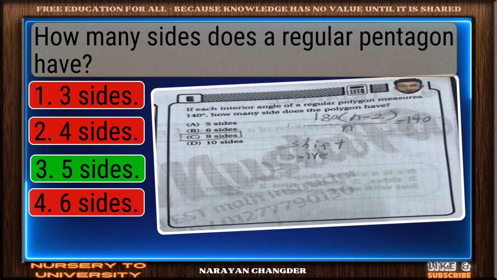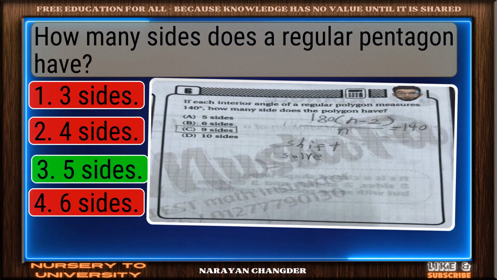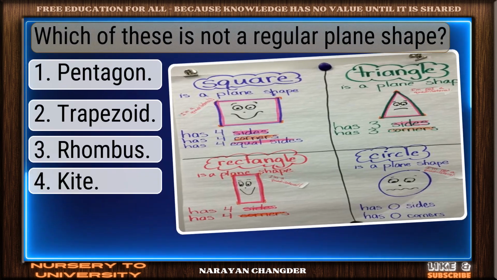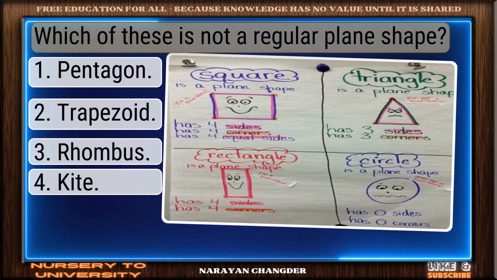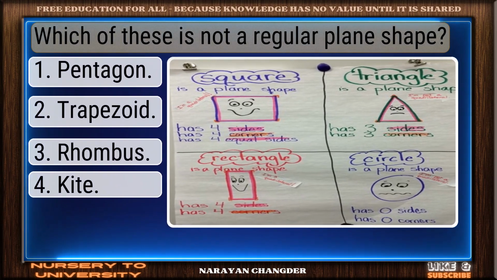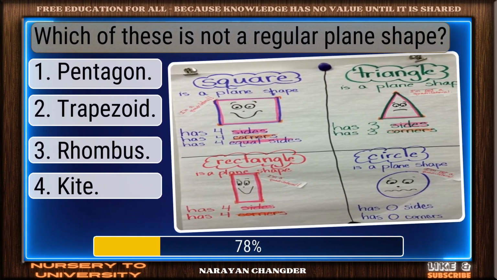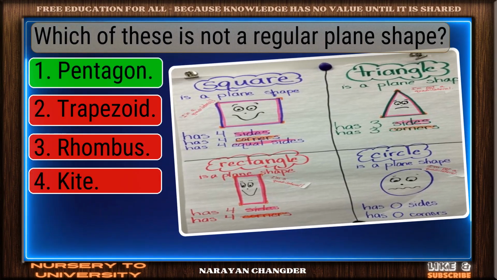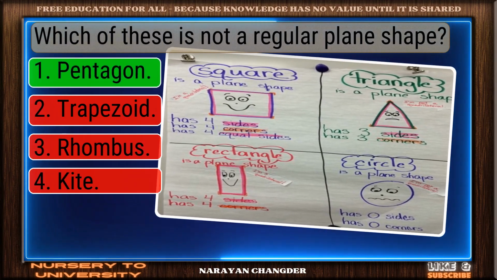Great thinking. 5 sides is the right choice. Question number 173. Which of these is not a regular plane shape? Exactly. Pentagon makes sense and it is right choice.